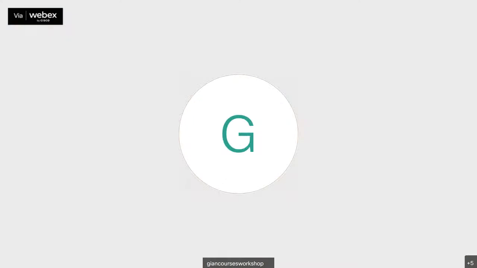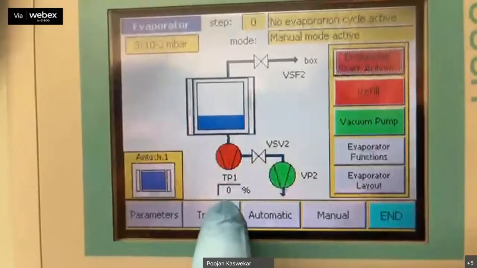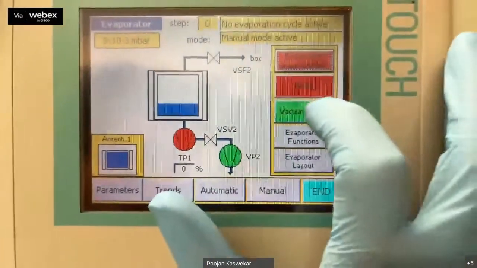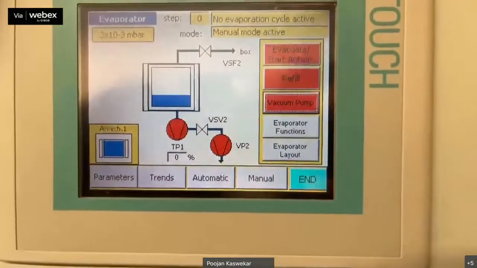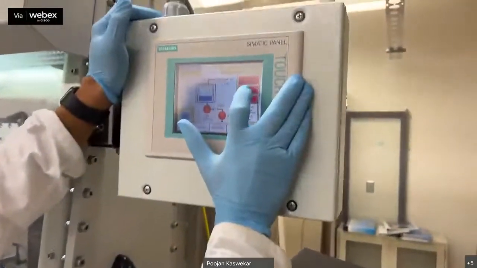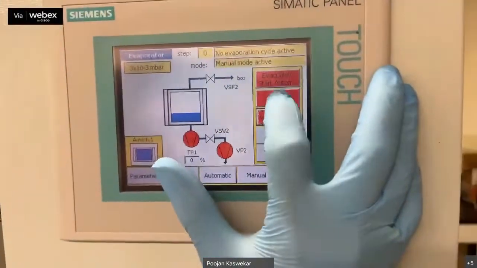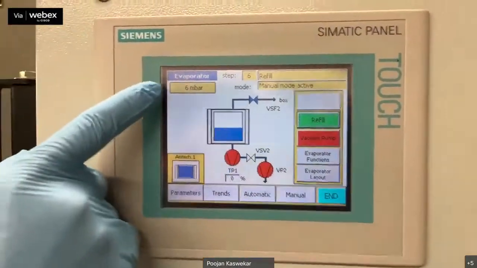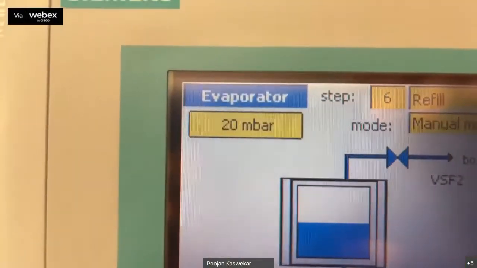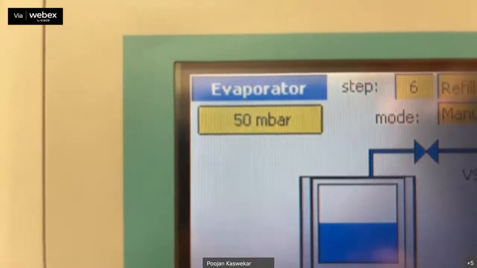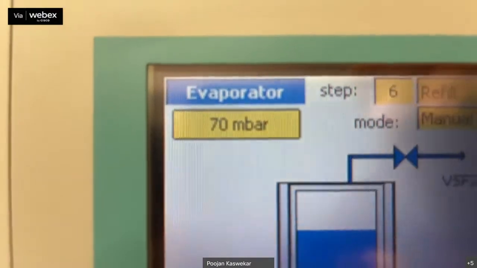Okay. So this TP1 is 0% right now, and my pressure is 310 from -6. So I'll turn off my vacuum pump, and I'll turn off the chiller. Now it's peaceful. So we'll refill the evaporator. It may take a couple of minutes to refill. Now it's already 6 millibar. When it goes to atmospheric pressure, then we can open the inner door of the glove box.